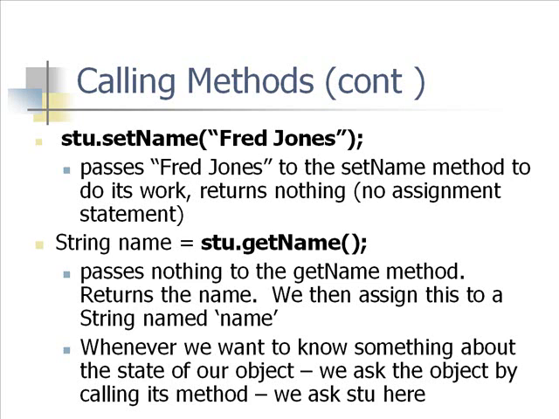We then assign this to a string variable named name. That's what is happening on the left-hand side of the assignment statement. Whenever we want to know something about the state of our object, we ask the object by calling its methods. In this case, we're asking stu. It's always going to be our object reference or object name dot method name.